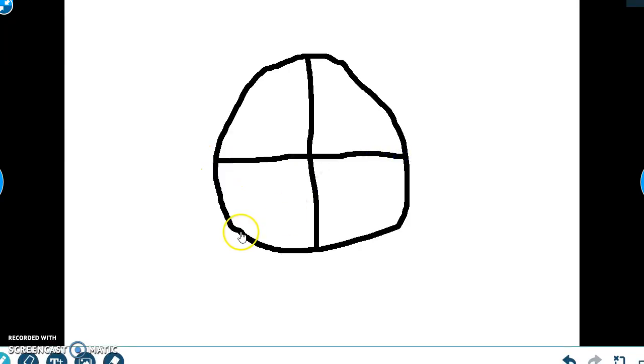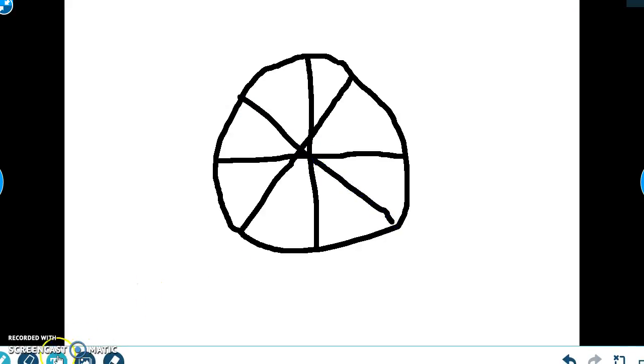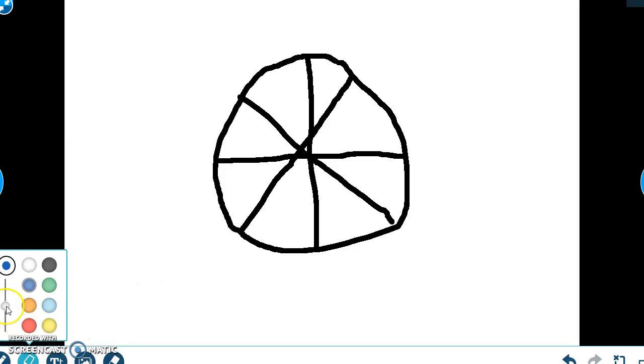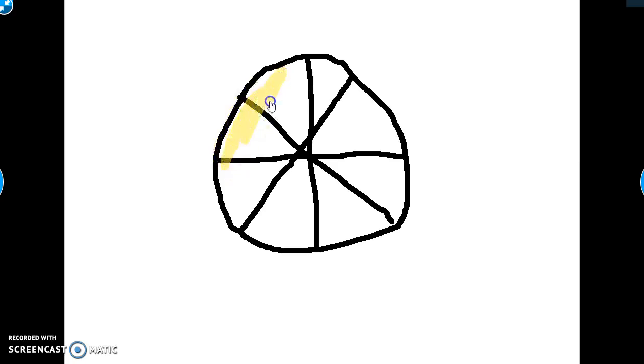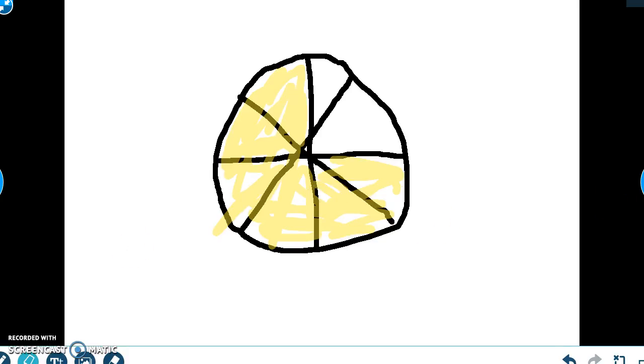My circle doesn't look very good. And then I could go down here, pick a color, and shade in 6/8 of it, so leave 2/8 empty. So that's just a fun way for the students to show their skills with that.